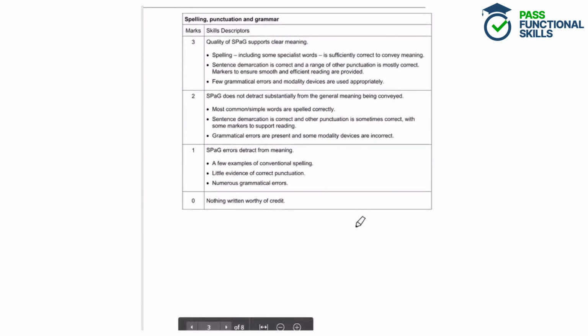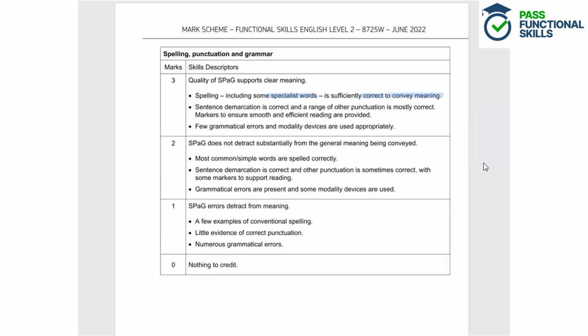We also need to consider spelling, punctuation and grammar. So make sure that your spelling is correct and can convey your meaning effectively. Try to use specialist words in your answers as well that are adapted to the specific purpose of the text. You also need to demarcate your sentences correctly. So that means that you're using capital letters at the start of each sentence and full stops at the end.